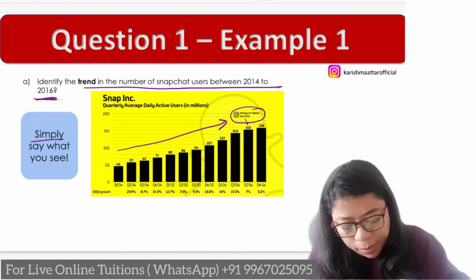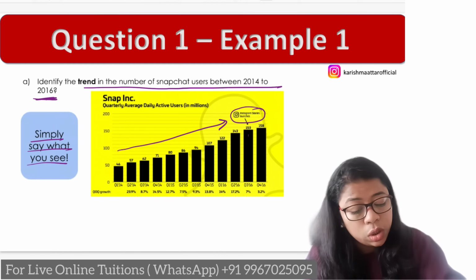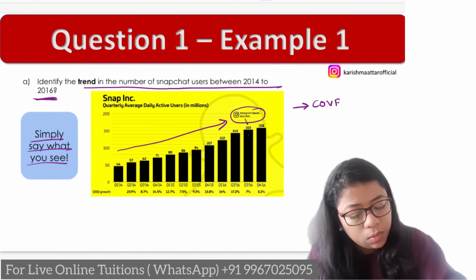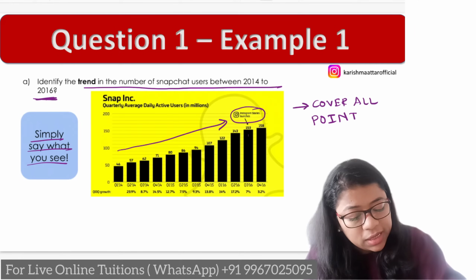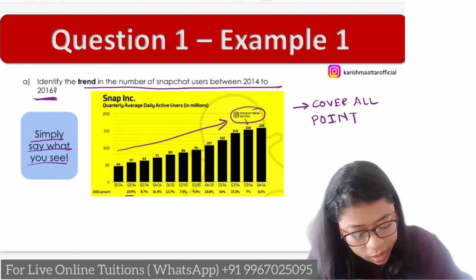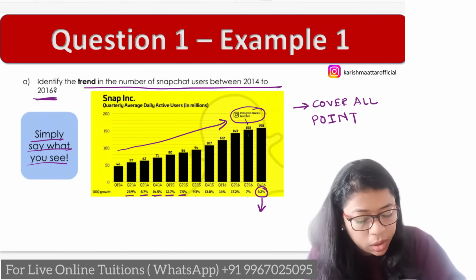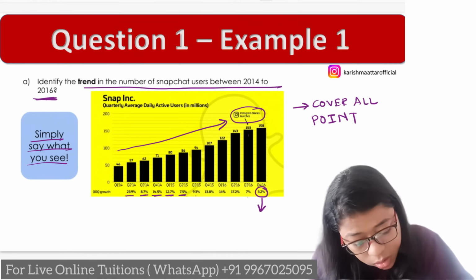So what you have to do is simply say what you see. That is what I see here and I have explained it. But make sure to cover all the points. Okay, if I just see the increasing trend, that is not enough. If you see here, growth is 23, 8.7, 14.5, 12.7, 7.5. And then if you see, the growth has decreased over here. So talk about it.